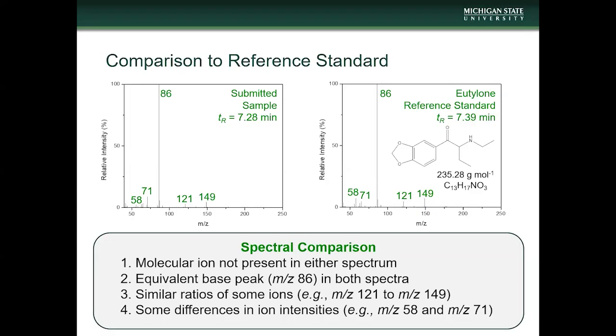Some of the ratios of these ions are similar. For example, mass to charge 121 and 149 are similar in the reference and the submitted sample spectra, but the ratios of mass to charge 58 and 71 are different. 58 is lower intensity in the submitted sample, but higher intensity in the reference standard. So while there are these visual similarities, there are some differences that might preclude an identification being made just based on this visual comparison.